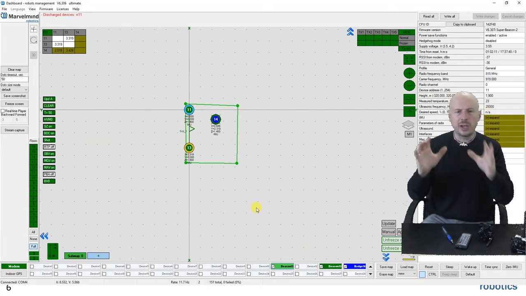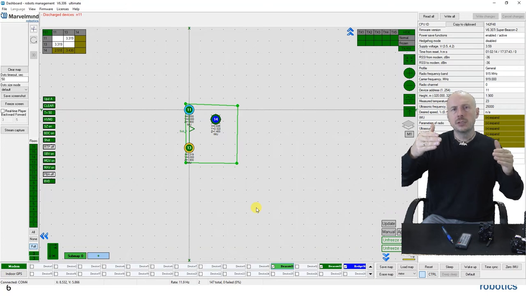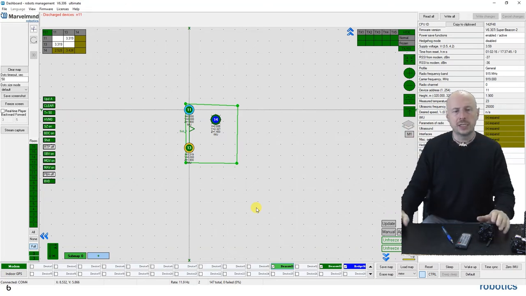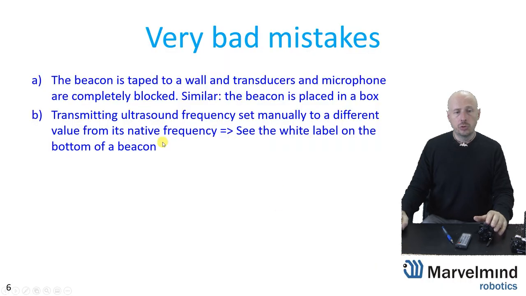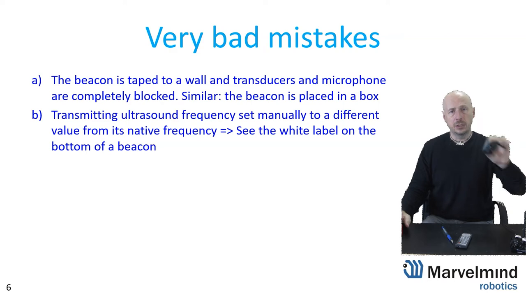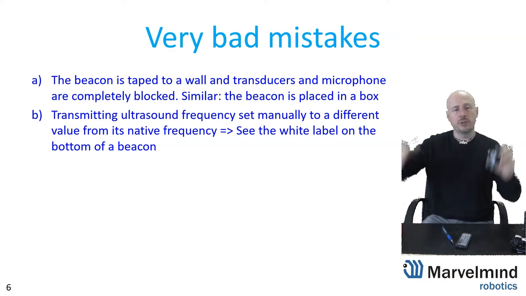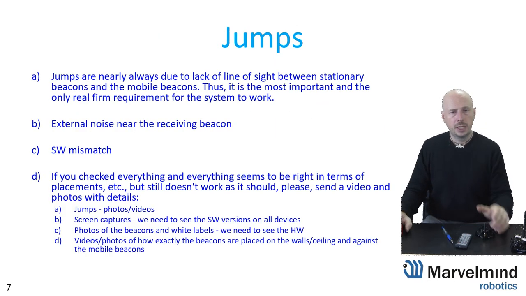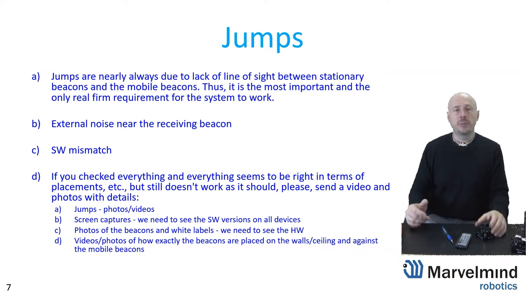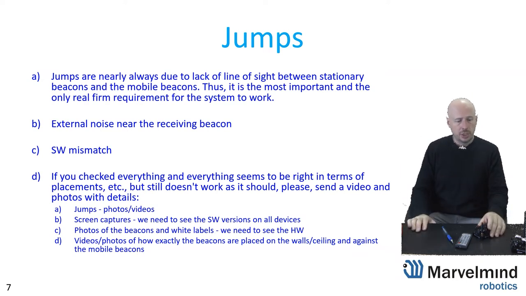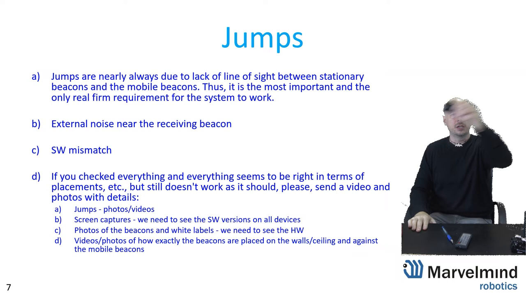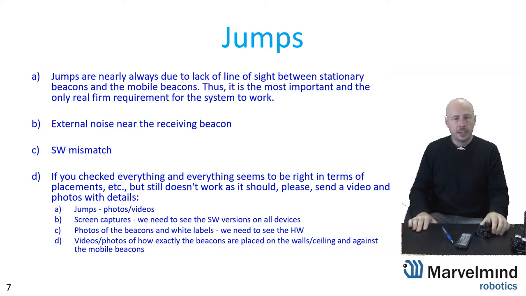If you see something really strange, it's either line of sight, which is most likely a non-line-of-sight situation, or you have this very capital mistake. Check the label, check all the beacons, really all the beacons, and repeat everything from scratch. Jumps. I already mentioned, jumps are a particular thing because this is what defines good tracking from bad tracking.